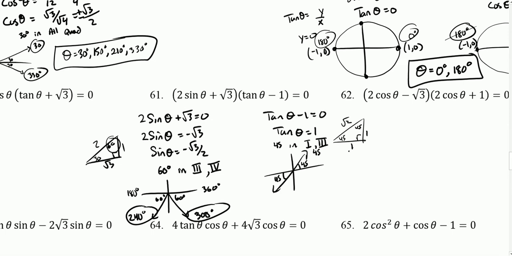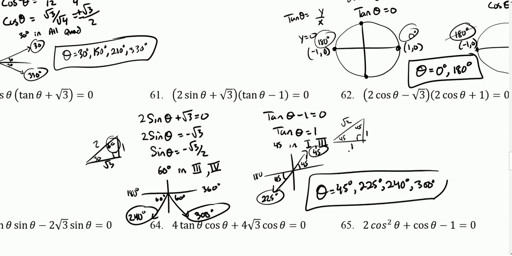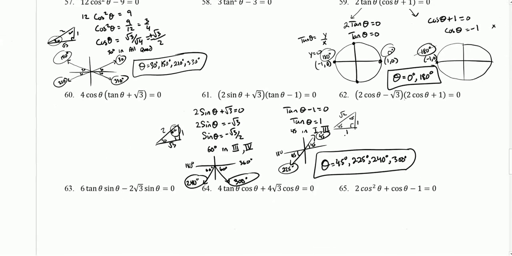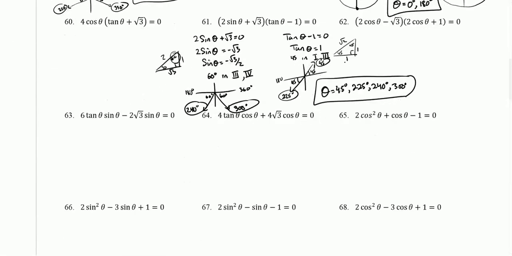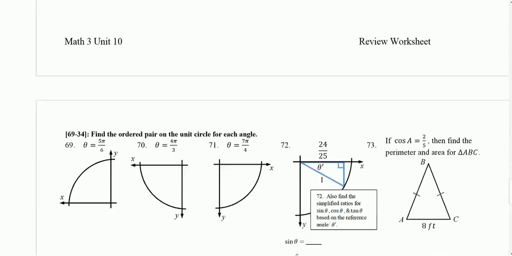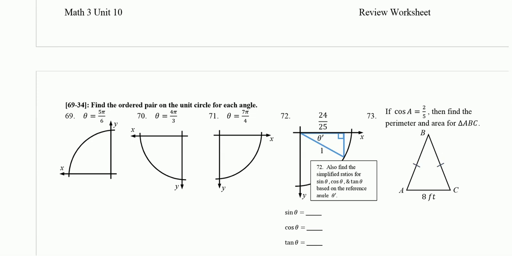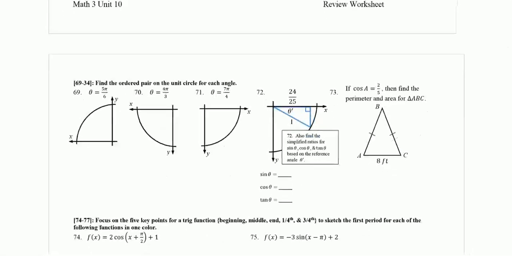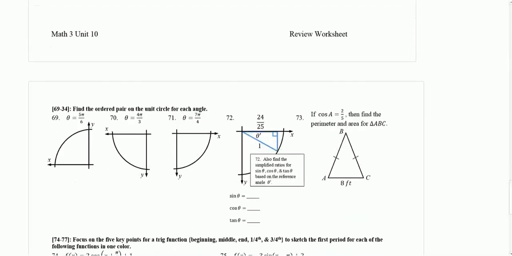So we're pointed at 45 degrees, and if that's 180, we add 45 and get 225. So put all 4 of those together, we got 45, 225, 240, 300. And I am going to skip now down to 69 to 73, it should say.